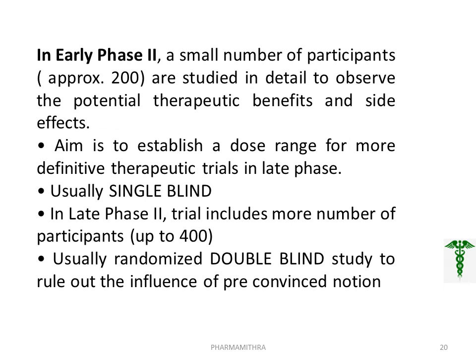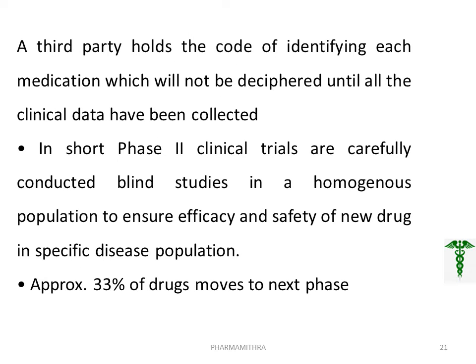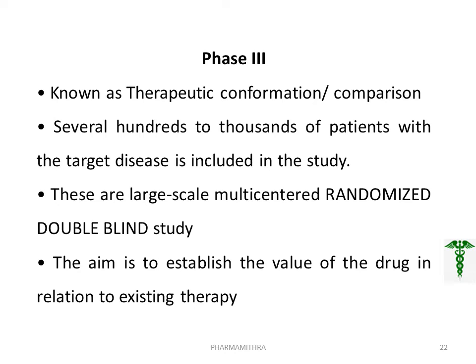This phase is also divided into early phase and late phase. In early phase 2, we are carrying out the trial in approximately 200 participants, and we are checking the dose range. Usually single blind is used, or sometimes randomized double blind. In late phase 2, we are doing carefully conducted blind studies in a homogeneous population to ensure safety and efficacy. From phase 2, approximately 33% only move to phase 3.